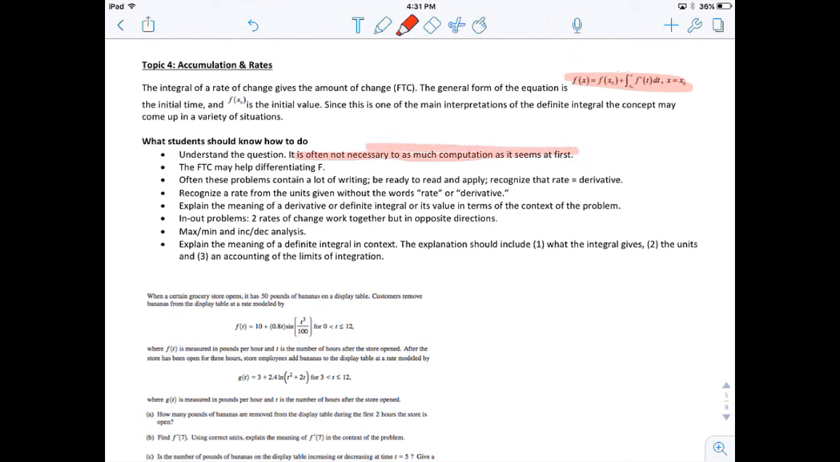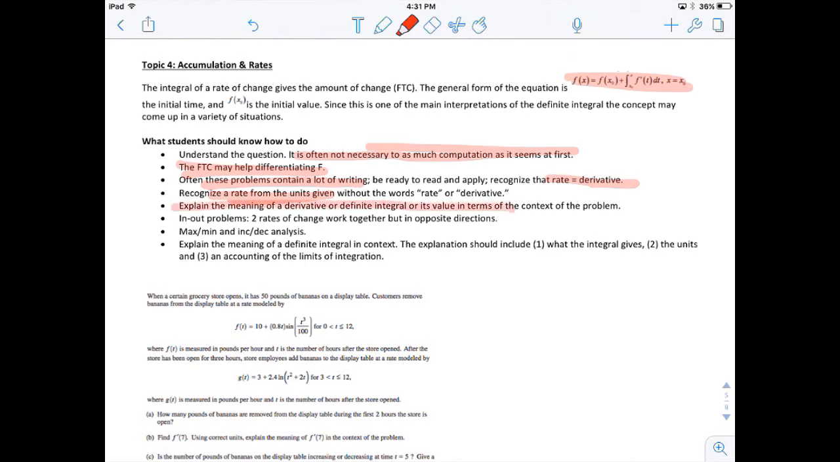Just make sure that you're putting in units, that you're recognizing that the rate is the derivative. Recognize rate from the units, right? So looking at meters per second, anything with a per. Explain the meaning of a derivative or a definite integral, in-out problems, min-max, increasing, decreasing, and more explaining.